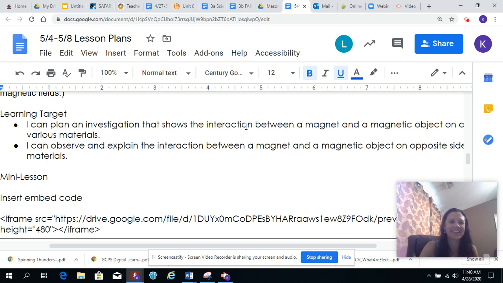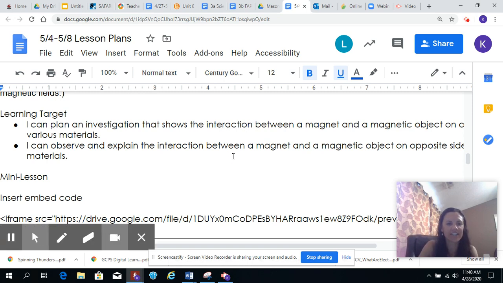Hi there. Today, our learning target is I can plan an investigation that shows the interaction between a magnet and a magnetic object on various materials. And I can observe and explain the interaction between a magnet and a magnetic object on opposite sides of materials.